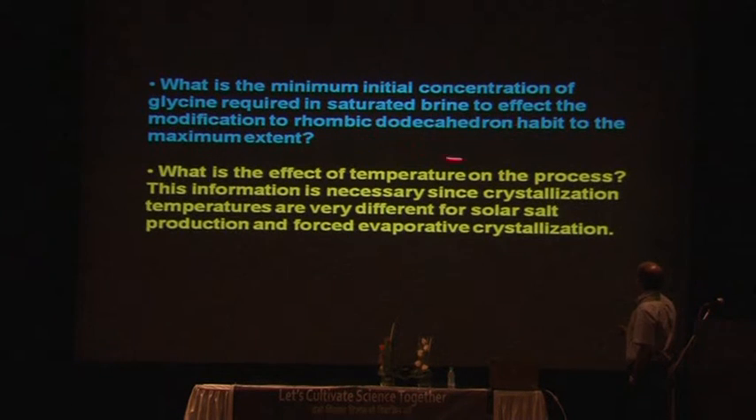So what is the minimum initial concentration of glycine required in saturated brine to affect the modification? So we had to do a systematic study. And what is the effect of temperature on the process? This information is necessary since crystallization temperatures are very different for solar salt production and forced evaporative crystallization. So ultimately, if you have to apply this concept in real life, you have to add glycine in the reservoir in the open space, and their temperature is about 40 degrees. So you have to know whether at that temperature it works or not.